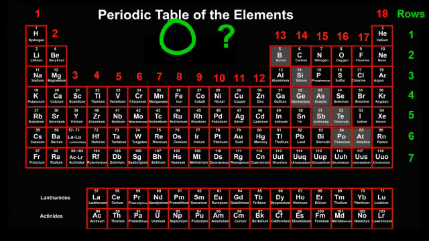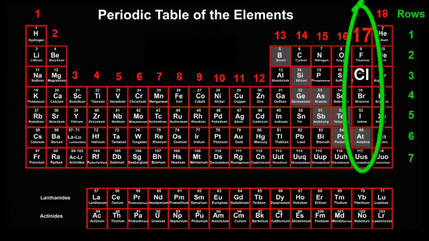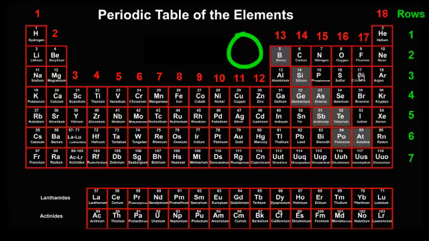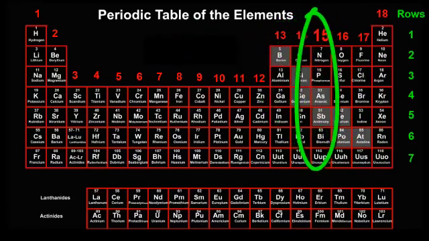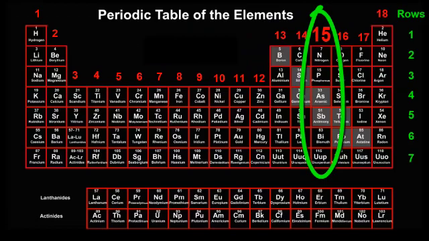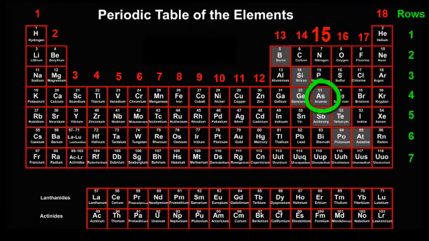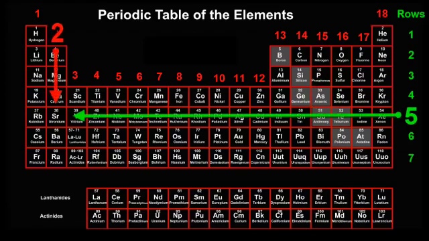Which group is chlorine in? Group 17. Choose an element in group 15. Could be nitrogen or arsenic or any of the others. Your choice. But what if you were asked which element is in row 5 and group 2? There can only be one answer: strontium. Each element has its own unique combination of row and group.